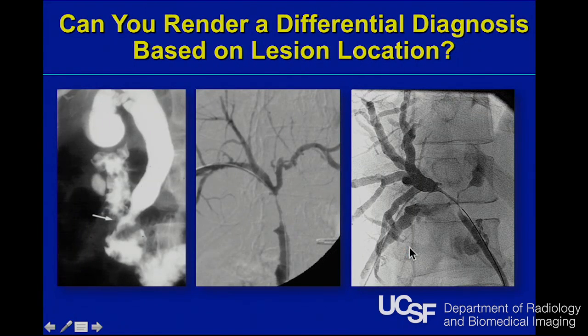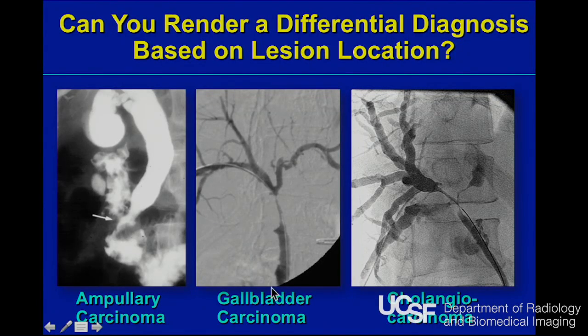And so I'm going to show you 3 examples and try to develop a short differential list for each. These are all 3 malignant obstructions. This one in the distal common bile duct turned out to be ampullary. This one in the region of the common hepatic duct, the long stricture, was a gallbladder carcinoma.